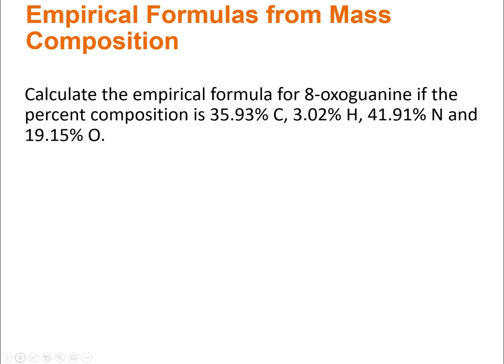Here's one that's a bit more complicated. I want you to take a stab at it. You've got to calculate the empirical formula for 8-oxoguanine, and you've got the percent composition listed. This time you have 4 elements. You're still going to do the same thing where you use the smallest number of moles to calculate the ratios. I'll give you about 3 minutes of a head start, and then I will jump in.